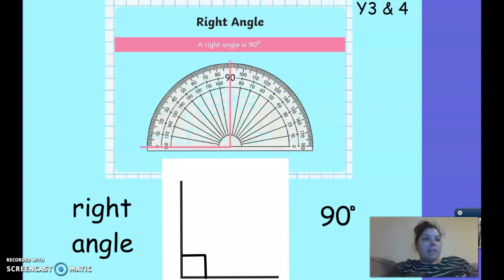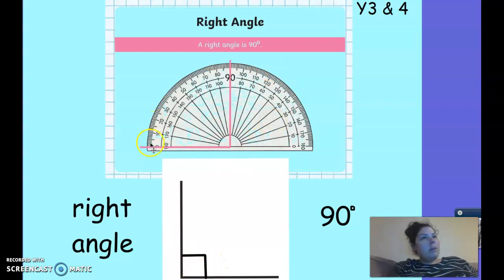And when you see a right angle in your maths work, it's often, not always, but often identified with a square like this. It shows you that this angle, where these two lines have met at the vertex, the point, has made a right angle.